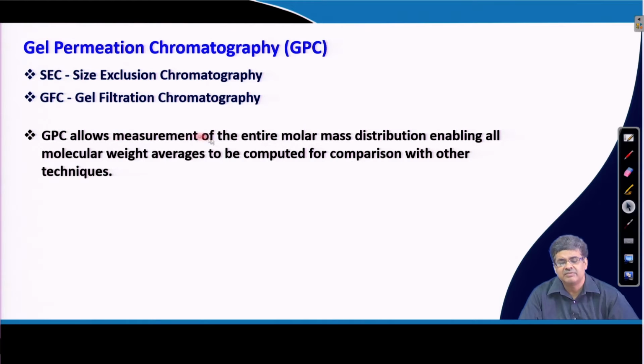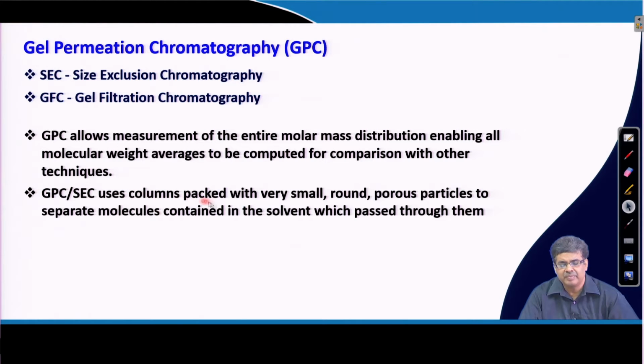GPC allows measurement of the entire molar mass distribution. Remember, we discussed various techniques, and in most cases those techniques give us either Mn or Mw or Mv. Now, GPC allows the measurement of the entire molar mass distribution, which enables all molecular weight averages, namely Mn, Mw, Mz, Mv, to be computed for comparison with other techniques.